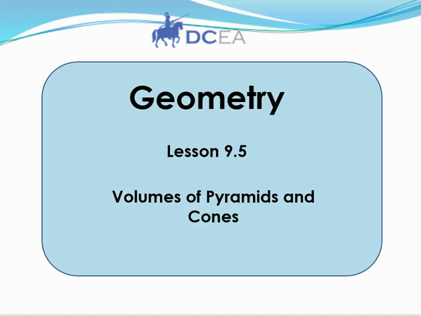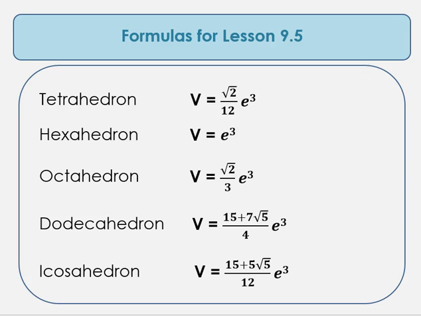Geometry, lesson 9.5. We're moving on from prisms and cylinders to volumes of pyramids and cones. Here are some specialized formulas for polyhedrons. Be sure to record these in your notes. These formulas will be repeated later on and introduced in a further slide.